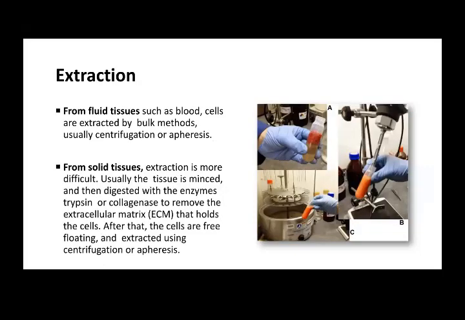Now, for extraction from fluid tissue such as blood, cells are extracted by bulk methods, usually centrifugation or apheresis. From solid tissues, it can be done as well. Extraction is more difficult though. Usually the tissue is minced and then digested with enzymes such as trypsin or collagenase, उससे जो है extracellular matrix remove कर देते हैं, that holds the cell. उसके बाद cells are free floating and then extracted using centrifugation or apheresis.